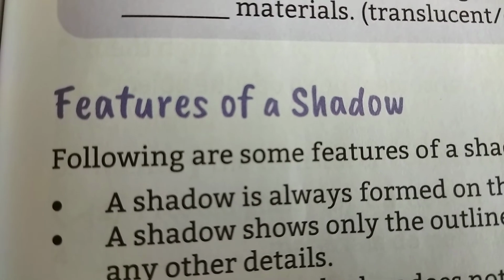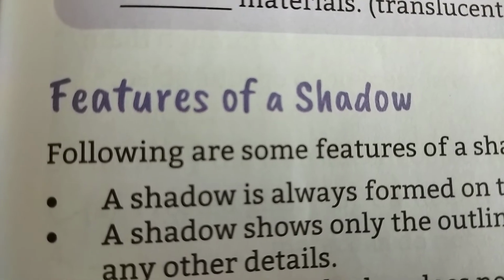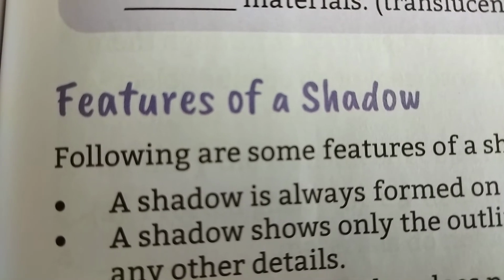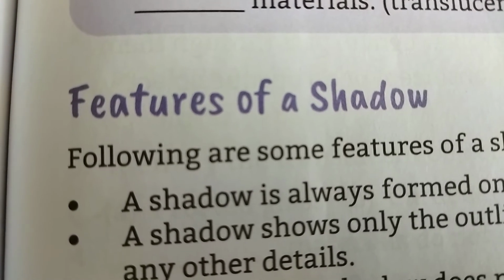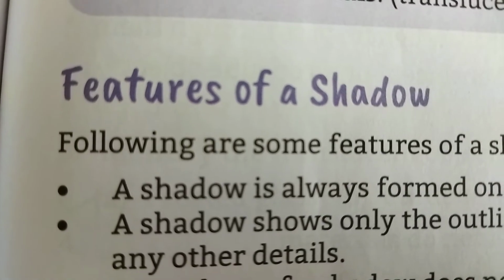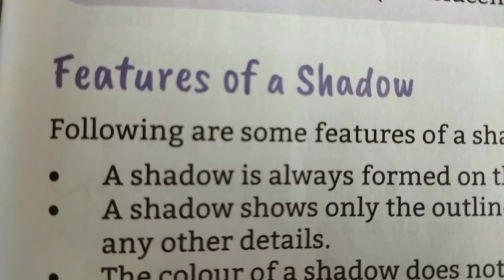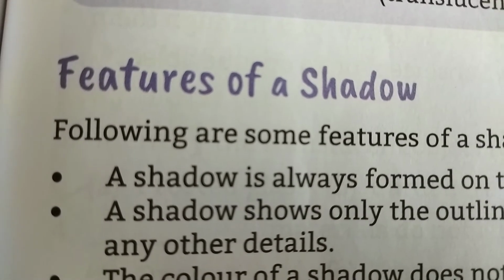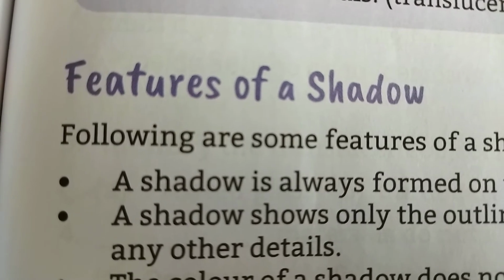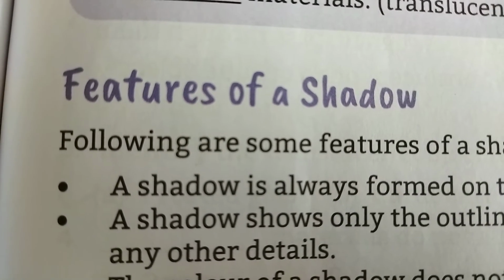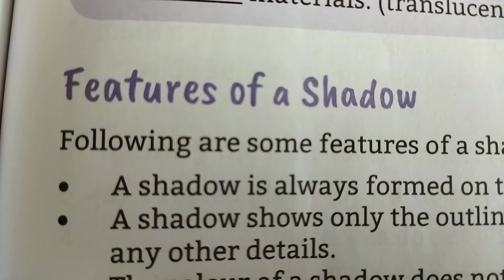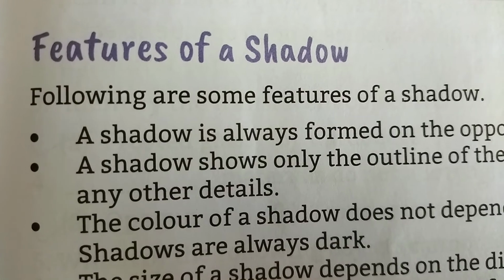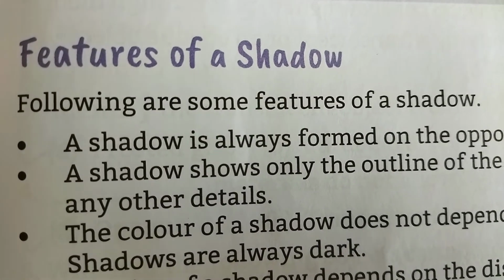Now let us study the features of a shadow. Children, a shadow is formed when an object is placed in front of a source of light. Let us see some of the following characteristics of a shadow. The first one: a shadow is always formed on the opposite side of the source of light. Number two, a shadow is always black or grey even if the object is colored.